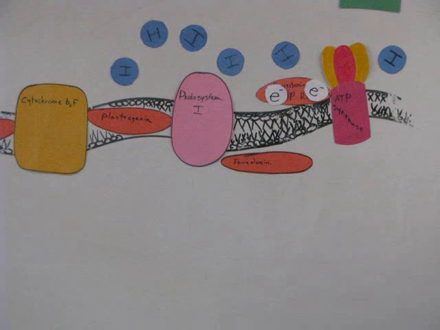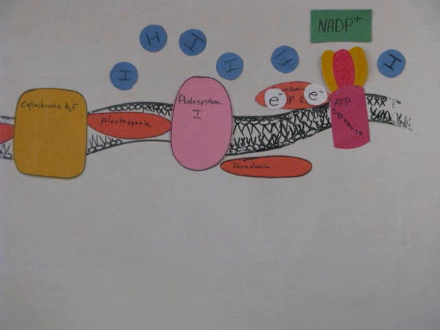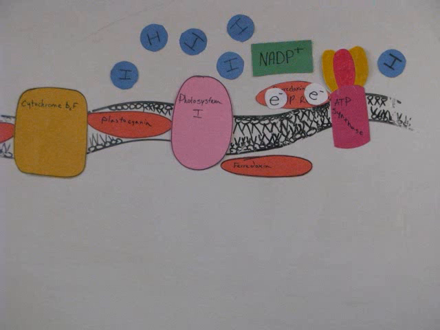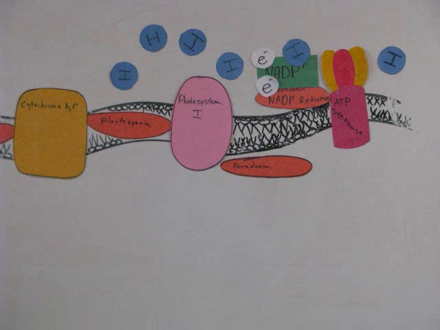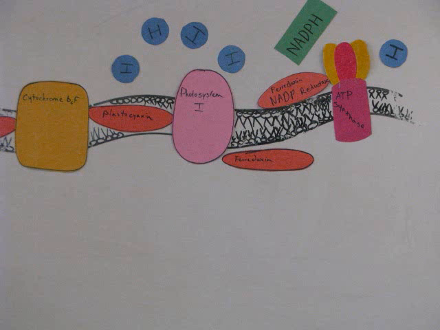When two electrons are put in the ferredoxin NADP+ reductase, an NADP+ comes along and is made into NADPH by the addition of the two electrons and a hydrogen ion.